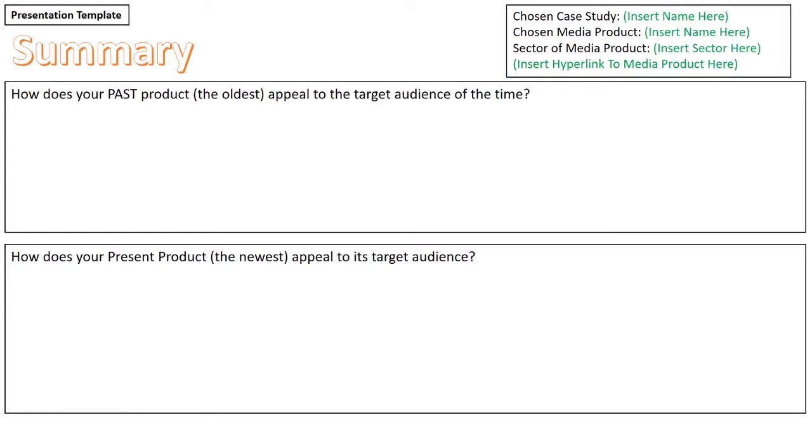Right, so when you want to come to the end of your presentation template, you just want to summarise how your past product, the oldest one that you've looked at, appealed to the target audience at the time, and how does the present product, the newest, appeal to its target audience. You just want to summarise that in bullet point form.